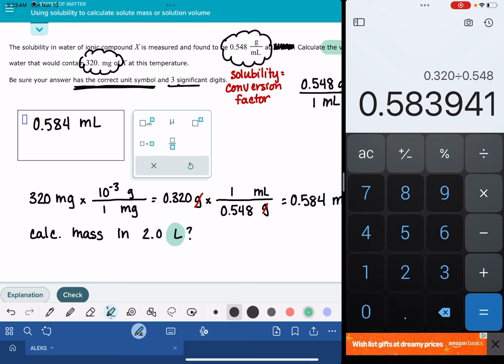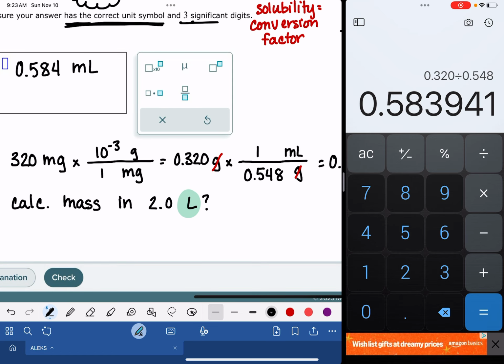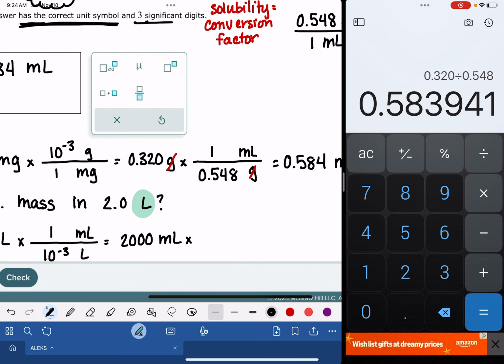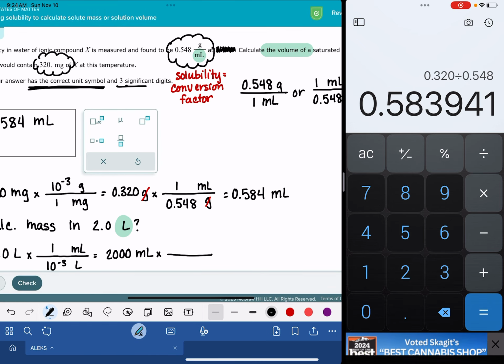The volume unit is in liters, and in our conversion factor, the volume unit is in milliliters. So step number 1 is going to be to take that volume unit and convert it so that it's in the same units as our conversion factor. Milli is the prefix for 10 to the minus 3. So 2 liters is going to be 2,000 milliliters. And then once we get it in the correct unit, then we can use our solubility conversion factor.